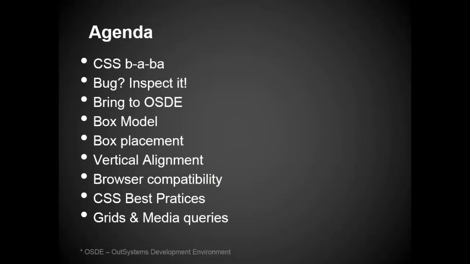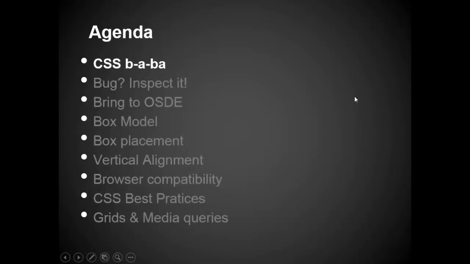So our agenda for this workshop will be this one. We'll start with the CSS basics. Then we are going to understand what is the inspector. After that, we are going to understand how can we bring HTML and other elements into the platform, followed by the box model and box placement, vertical alignment, browser compatibility, CSS best practices, grids, and media queries. So let's start our agenda.